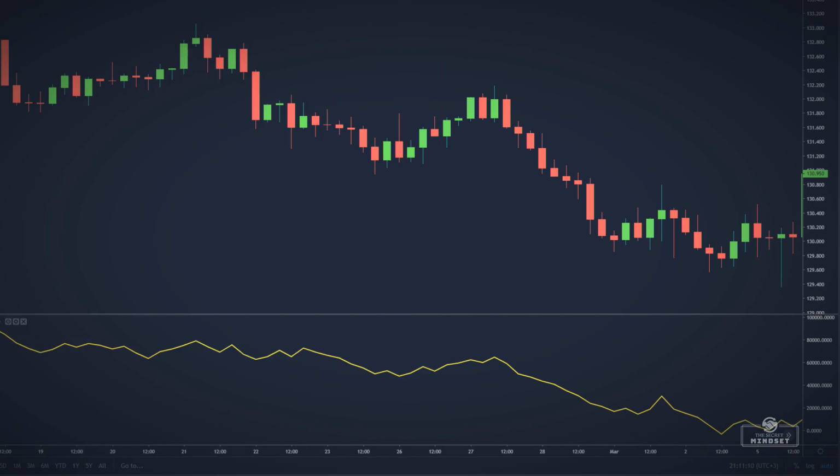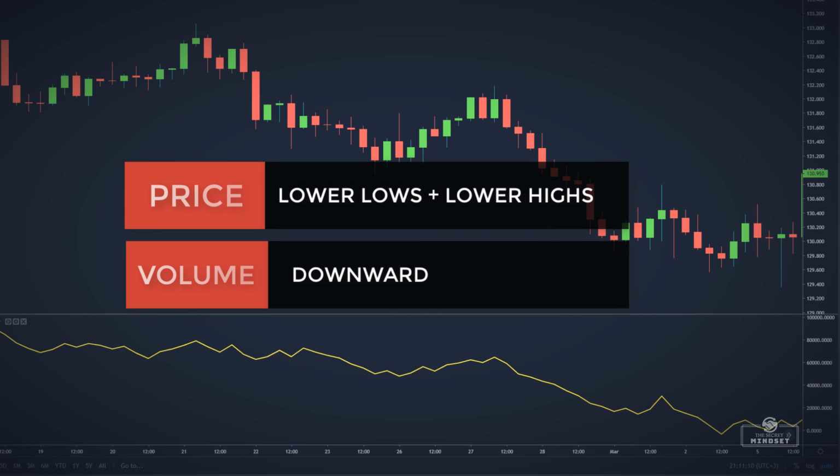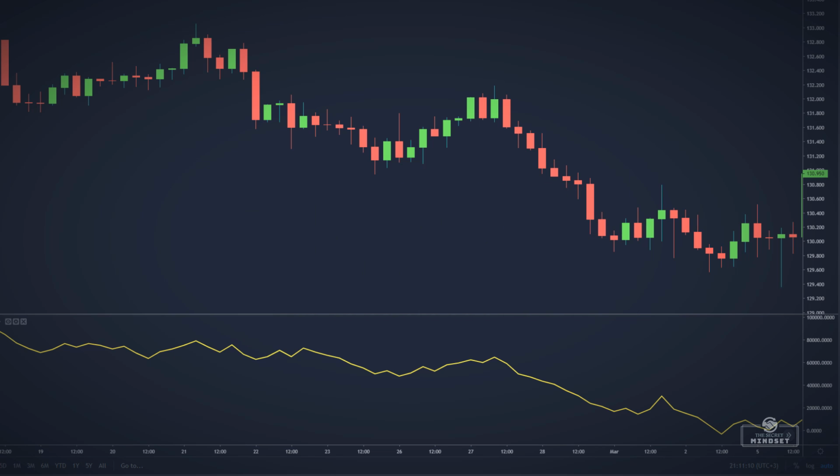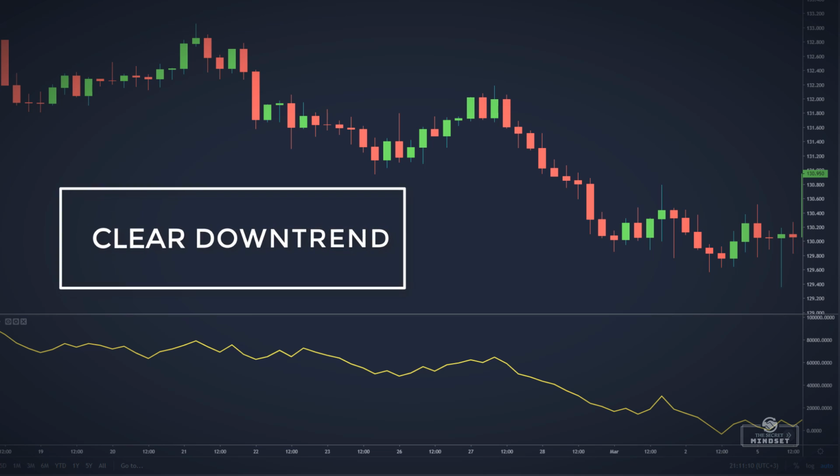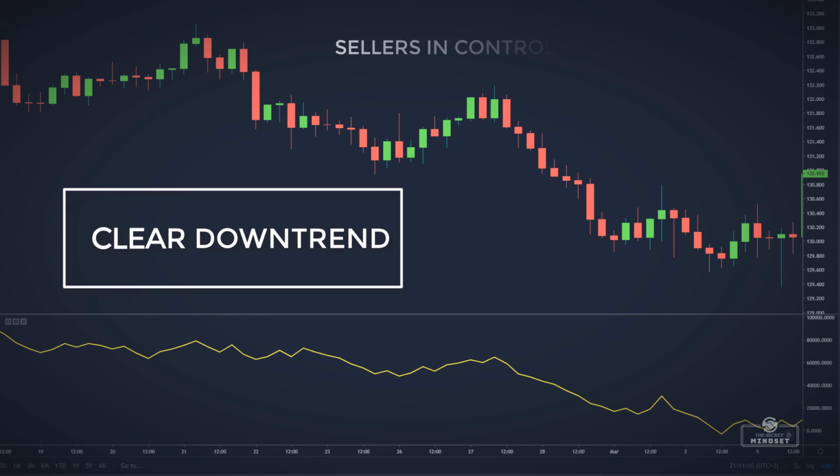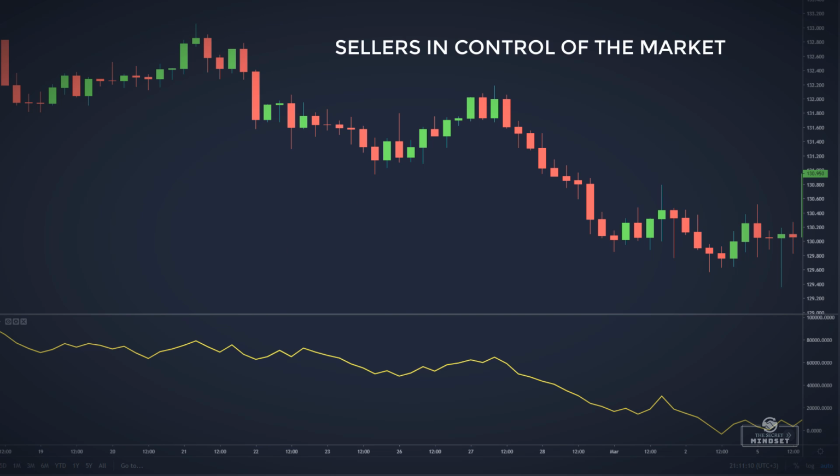Now let's analyze the patterns during a downtrend. The first pattern is when the price is making lower lows and lower highs and the OBV direction is downward. This indicates a clear and strong downtrend. When you see this on your charts, it means that the price and volume are aligned and that the sellers are controlling the market, as you can see on this chart.